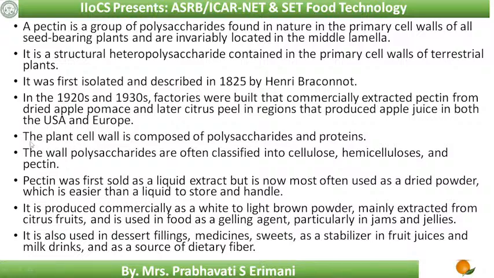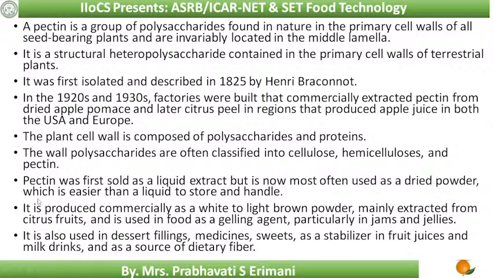The plant cell wall is composed of polysaccharides and proteins. The wall polysaccharides are often classified into cellulose, hemicellulose and pectin. That is what we just saw in the plant cell wall picture, where we understood the cellulose, hemicellulose and pectin. Pectin was first sold as a liquid extract, but now it is sold as a dried powder, which is easier than a liquid to store and handle.